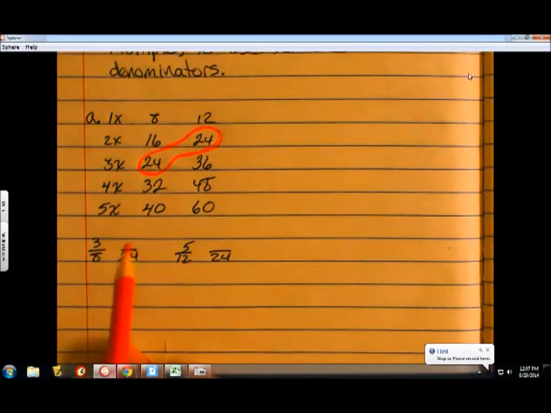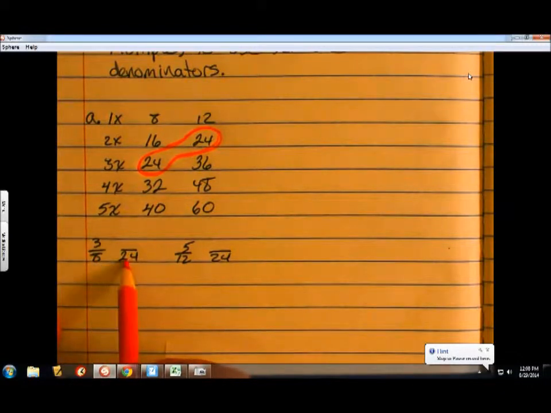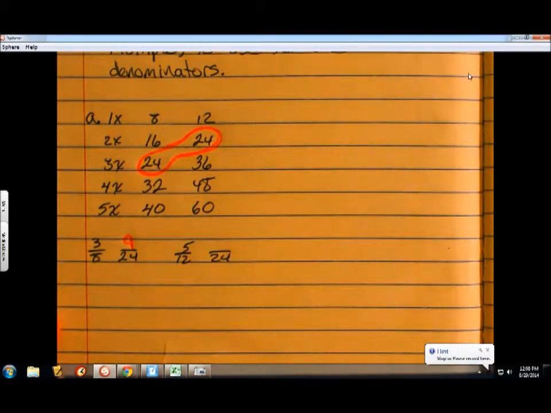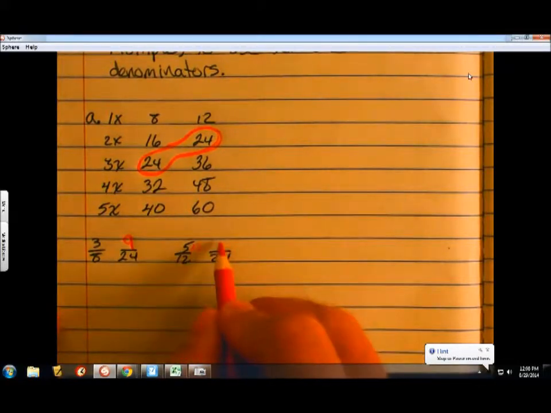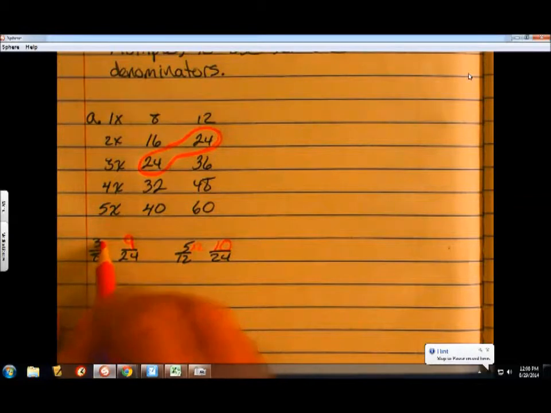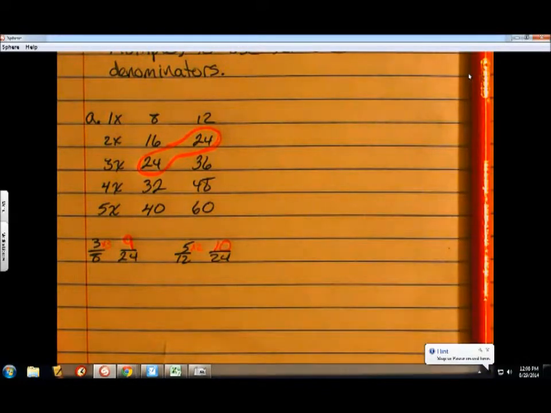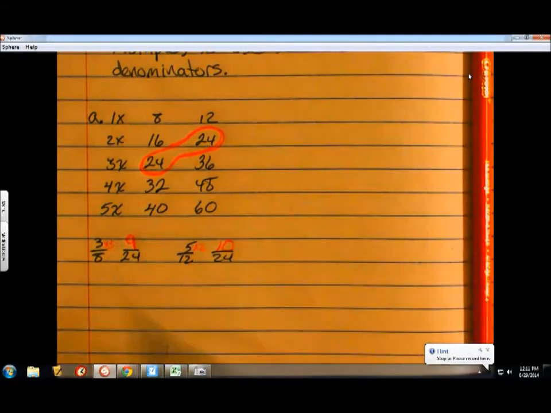So we're going to multiply 3, your numerator, times 3, the same we did with the 8 to get 24. So 3 times 3 is 9. We also have to do the same thing, go from 12 to 24. So 12 times 2 is 24, so 5 times 2 is going to be 10. So we have changed our numerators and our denominators by the same value, which is, for the first fraction, 3 over 3, and for the second fraction is 2 over 2, both equaling 1. So we haven't changed the value of the number, we just changed how it looks.